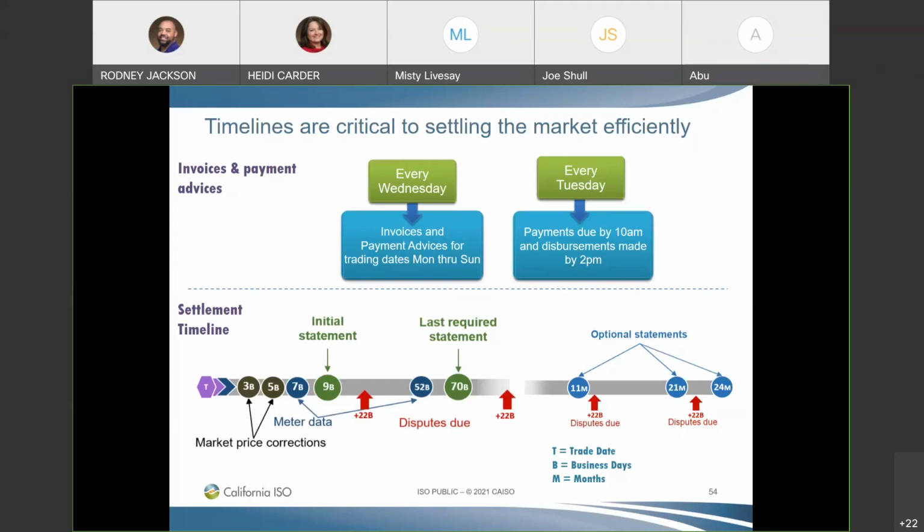And then by that next Tuesday, that's why we require that the payments are due by 10 a.m. so that the market has that time. Anybody who has that invoice has to have that paid no later than 10 a.m. on Tuesday in order for us to turn around and send that money back out to anybody who should be paid by that afternoon by 2 o'clock. So that's why timing is so important for getting that money paid into the market so that the market can pay that back out.